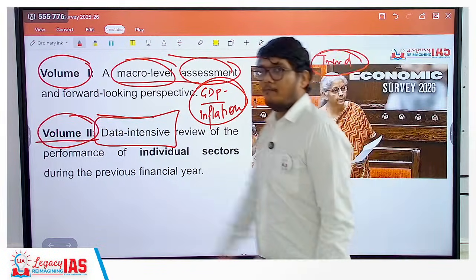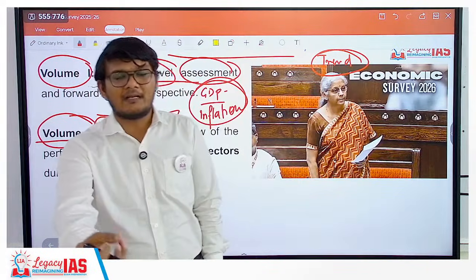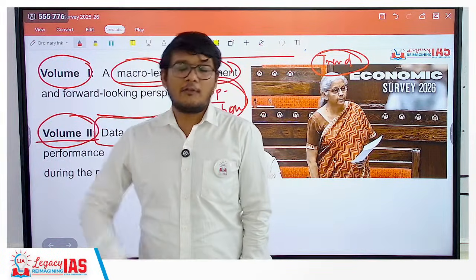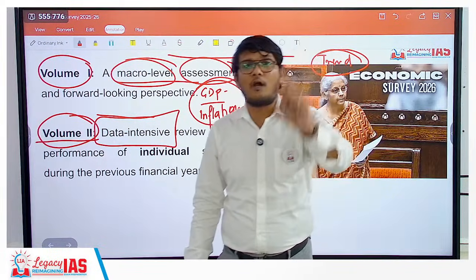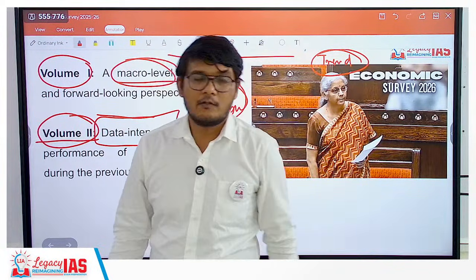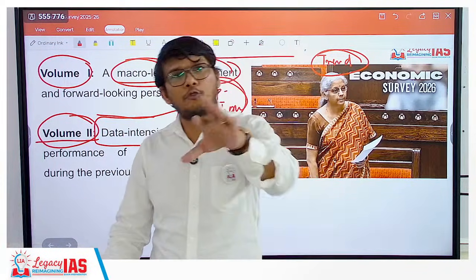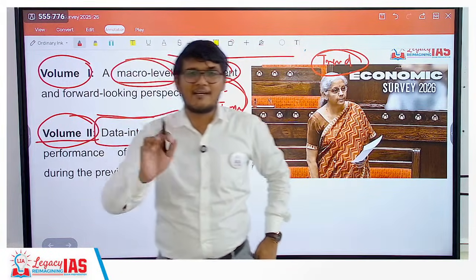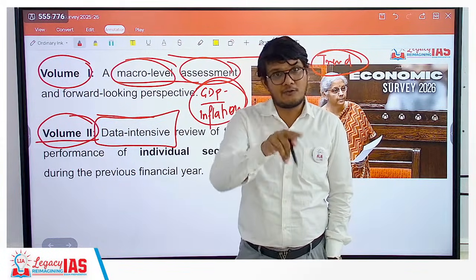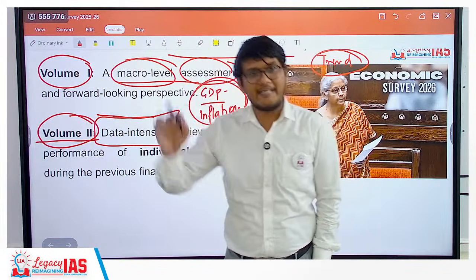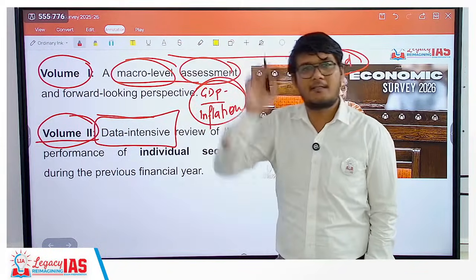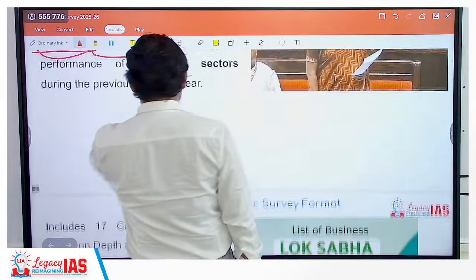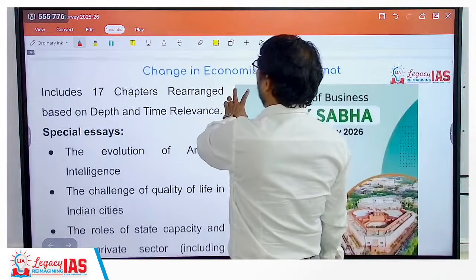For example, what has been the trend? For example, current account deficit. The question may come that since the last 10 years the current account deficit has always been in negative. Is that statement true or false? You should know that. You should not necessarily know the exact percentage, but at least you should know what has happened in the last 10 years, 15 years, whatever the duration the economic survey takes. So these are the 2 volumes which is there in the economic survey.